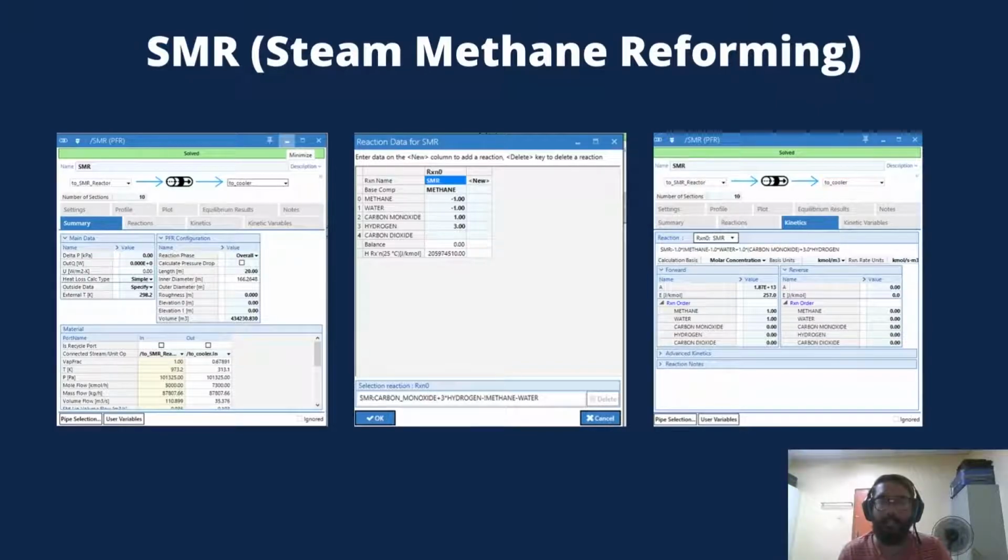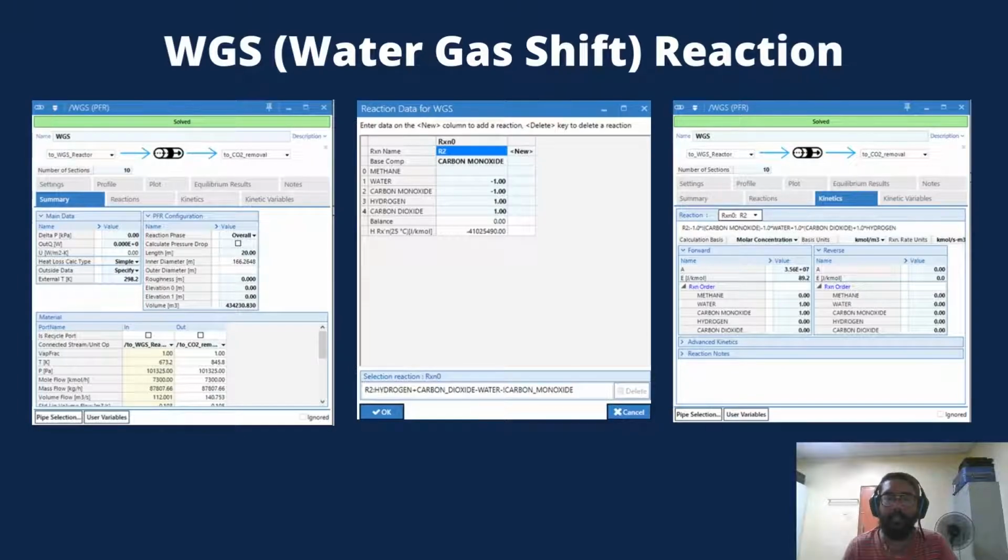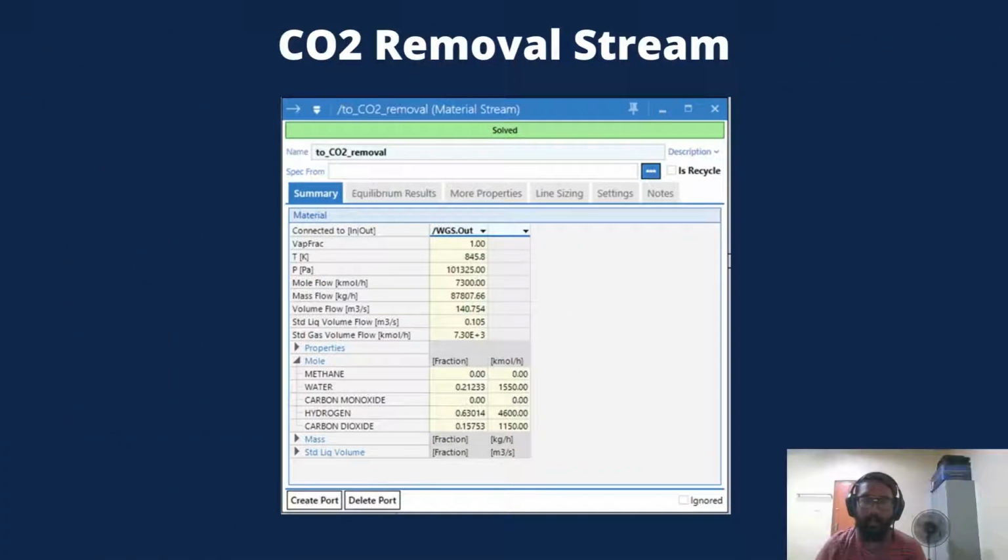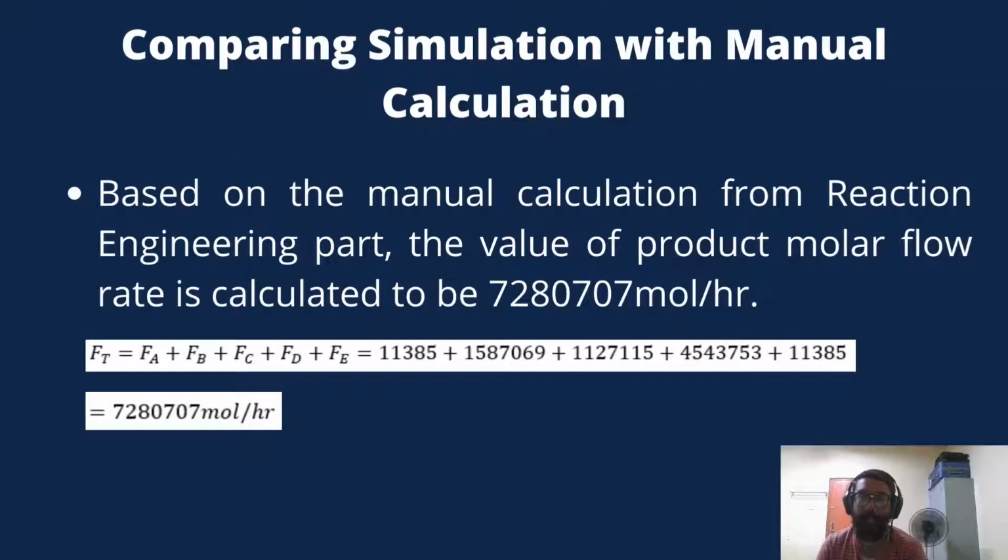The SMR reactor, also known as steam methane reforming reactor, is added into the flow diagram. The properties of the SMR reactor are shown in the diagram above. Next, a WGS, also known as water gas shift reactor, is added into the flow diagram, and the properties of the WGS reactor are shown in the diagram above. And finally, the outlet stream, which is labeled as the CO2 removal stream, and the properties and mole composition of the stream are shown above. After the simulation, the values must be compared using manual computation.